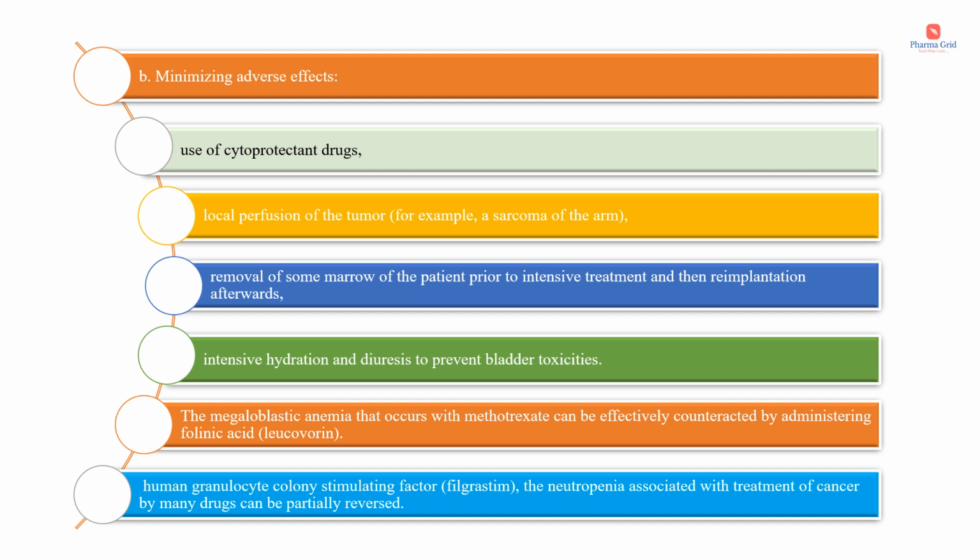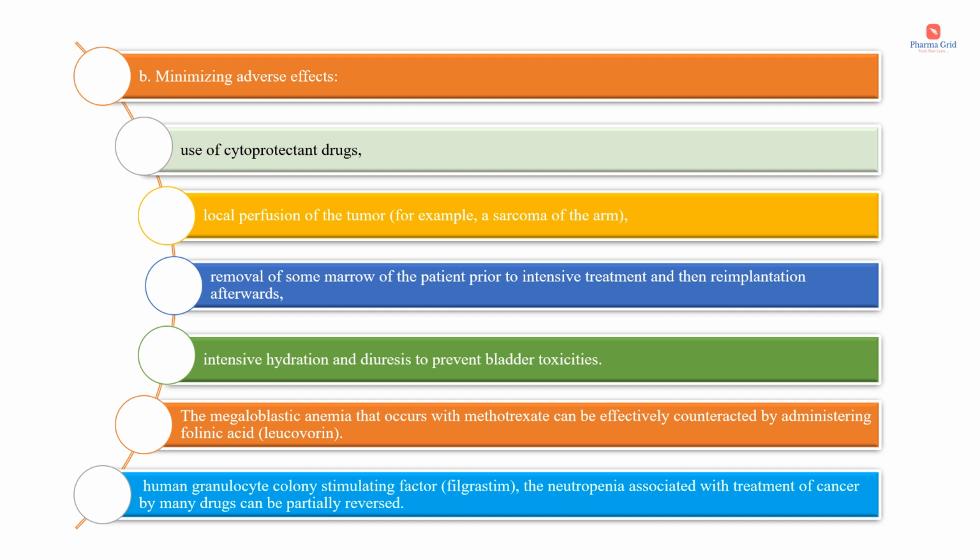Then the megaloblastic anemia that occurs with methotrexate can be effectively counteracted by administering folinic acid. Folinic acid is also known as leucovorin. Then human granulocyte colony stimulating factor, which is also known as filgrastim. The neutropenia associated with the treatment of cancer by many drugs can be partially reversed with the help of this granulocyte colony stimulating factor. So these are all the points that can be used to minimize the adverse effects associated with the anti-cancer drugs.